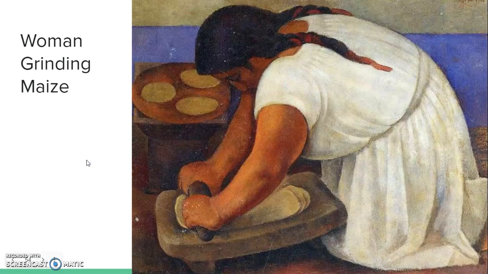Okay, we have another one here. This is another really famous Diego Rivera. Okay, this one is called Woman Grinding Maize. All right, so same thing as the last one. All right, take a look at the subject. Right, he puts her right in the middle, takes up almost the entire painting. Does that have any meaning to it?